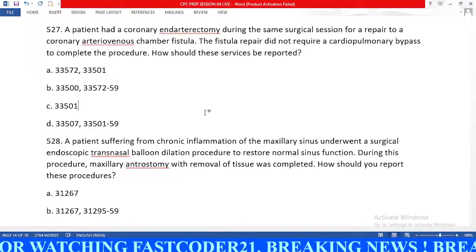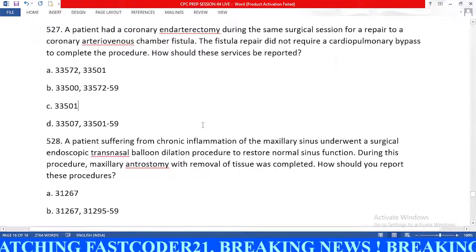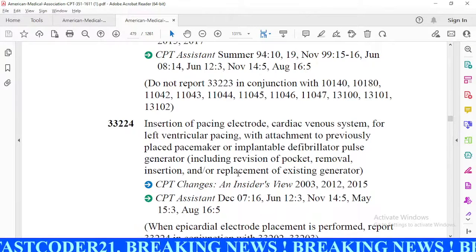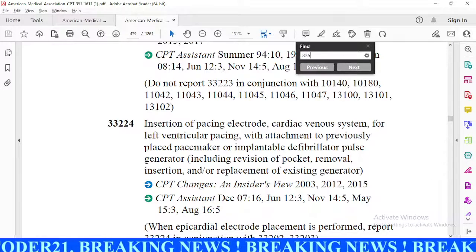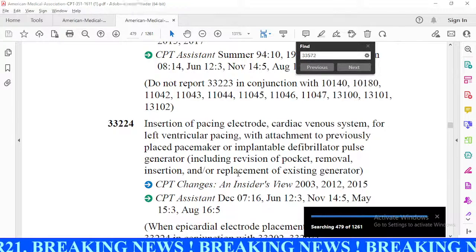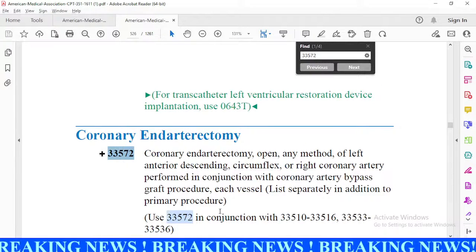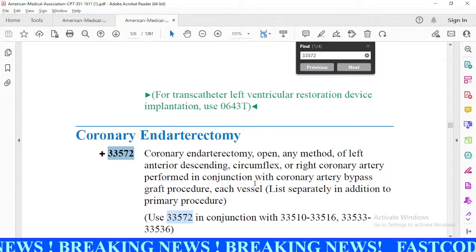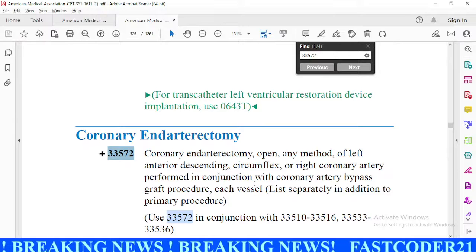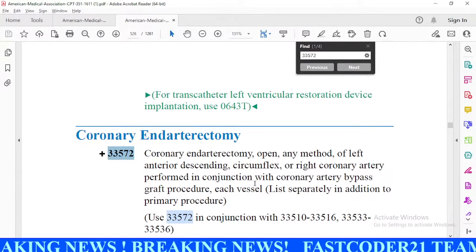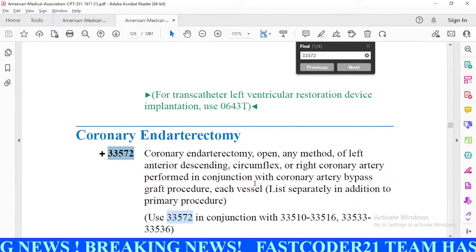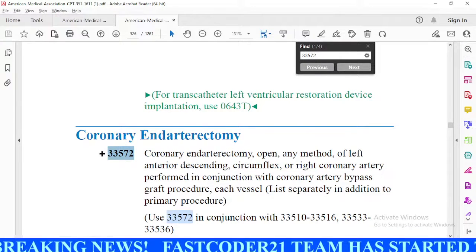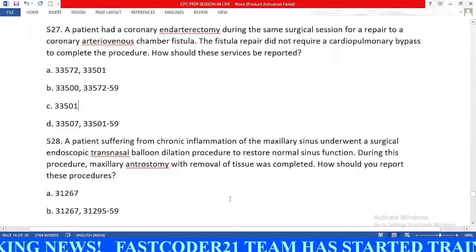Yeah, time is over. We will discuss this answer. So we will check 33572 first. Coronary endarterectomy, open, any method, of left anterior descending, circumflex, or right coronary artery, performed in conjunction with coronary artery bypass graft procedure, each vessel. So this is not correct. I will tell you why.